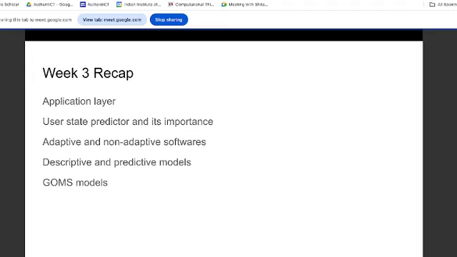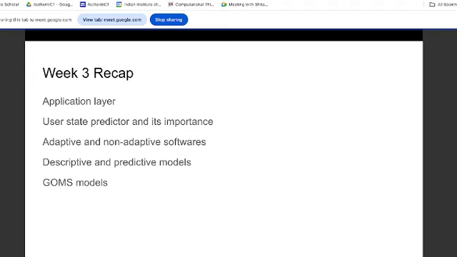So we first learned about this application layer. We saw some block components of this application layer. Then we saw the use of the user state predictor. Why is it important? How does it function, and how does it predict the state of a user behavior? Then we saw the differentiations. There were some charts I presented about adaptive, non-adaptive software, and then descriptive and predictive models.